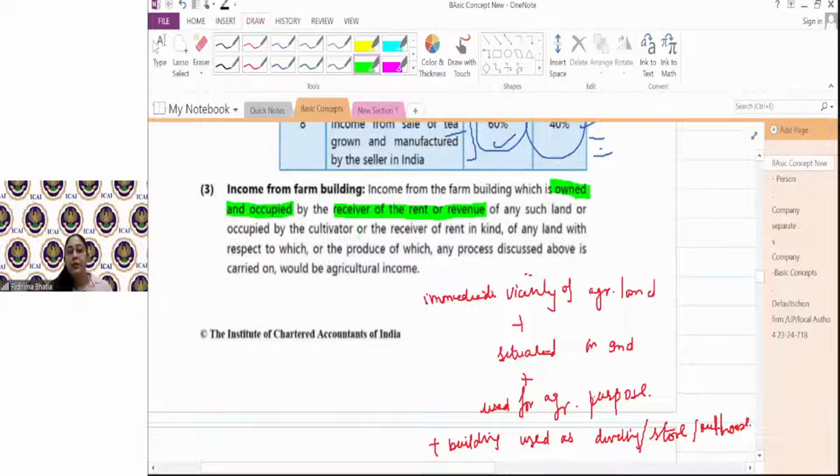Or is owned and occupied by the receiver of the rent or revenue, or occupied by the cultivator or receiver of rent in kind. Meaning, whosoever is either the farmer, either that person is occupying, or the person who is receiving the rent in kind, either that person is occupying. Of any land with respect to which or the produce of which or any process discussed above would be agricultural income. So remember, if you go on the technical side, you will get confused. Remember, a land, there's a building to it which is used as dwelling house, storehouse, outhouse, and it is either owned and occupied by the receiver of the rent of that land, or occupied by the cultivator, or occupied by the receiver of rent in kind.